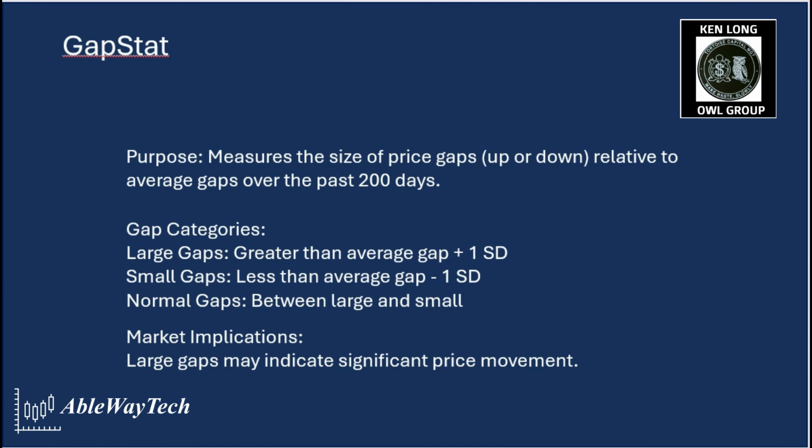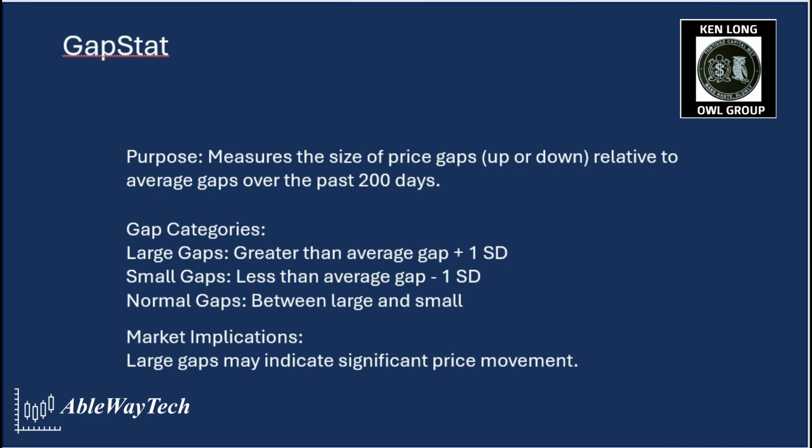And so the gap stat itself, the idea of what it's trying to do is it measures the size of price gaps up or down relative to its average gap over the past 200 days to develop a statistic of it. And so we can divide those into three categories. We could say that there's large gaps when the gap is greater than the average gap plus one standard deviation. There's small gaps, right? When there's less than one standard deviation minus the average gap, and then there's the normal behavior in between those large and small.